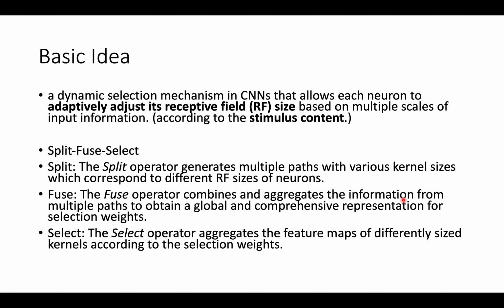The basic idea of the paper is how to construct a dynamic selection mechanism to adaptively adjust the receptive field in CNNs according to the input. The author proposes the selective kernel convolution, which is a three-phase mechanism: split, fuse, and select.